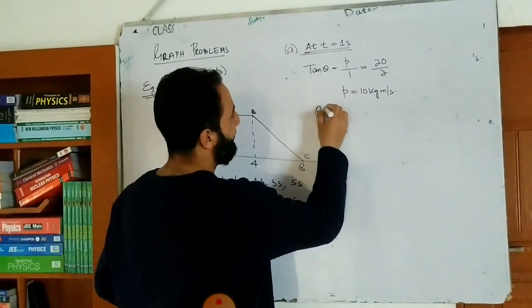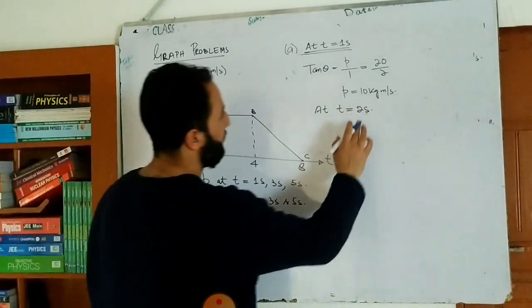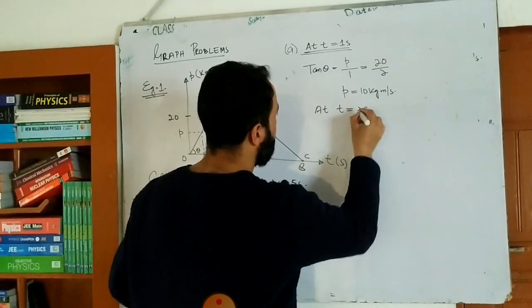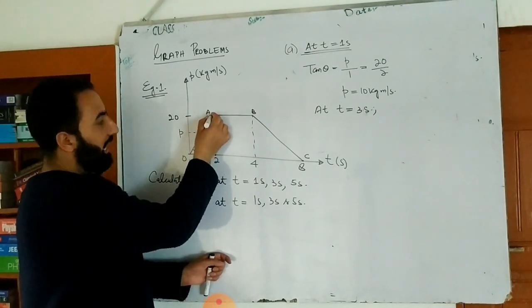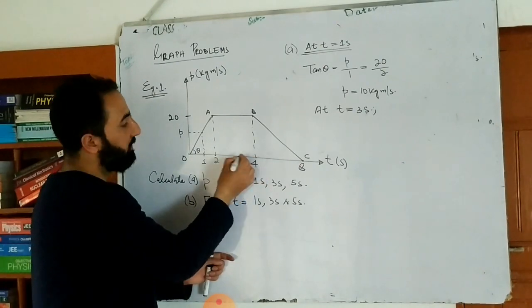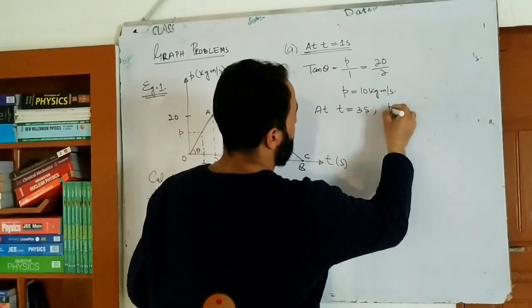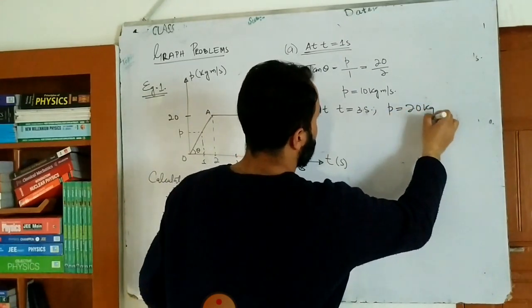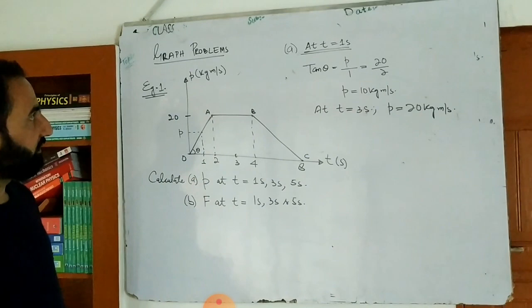Then at t equal to 3 seconds we have to calculate. Simply, at t equal to 2 seconds the momentum is 20, and it remains constant between t equal to 2 seconds and t equal to 4 seconds. So the momentum at t equal to 3 seconds will be 20. So simply we will write down here 20 kilogram meter per second, as it is quite obvious from the graph.